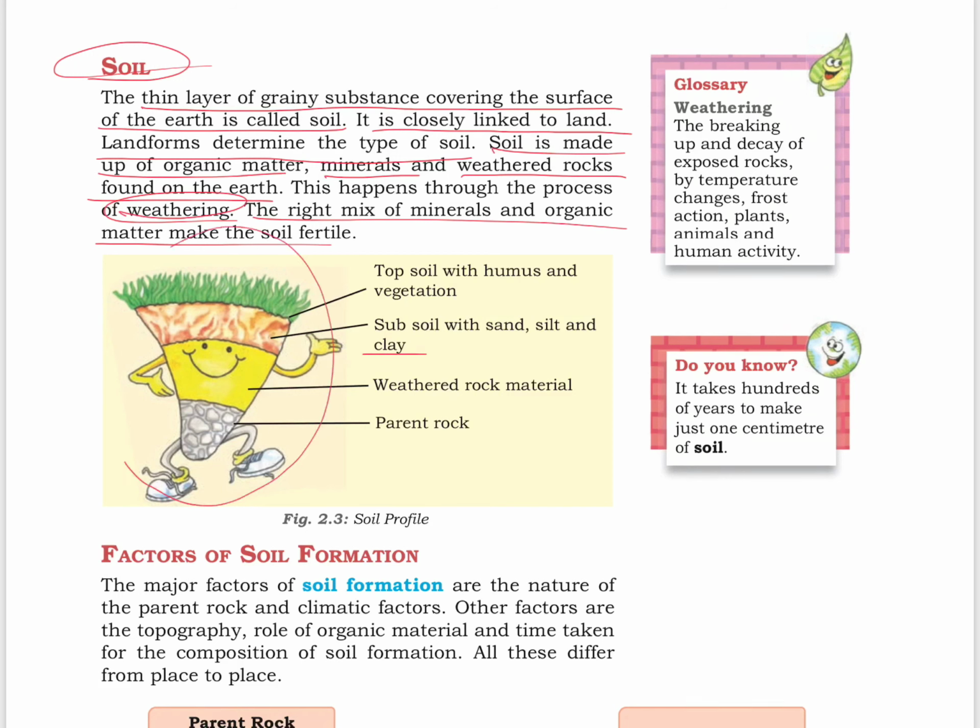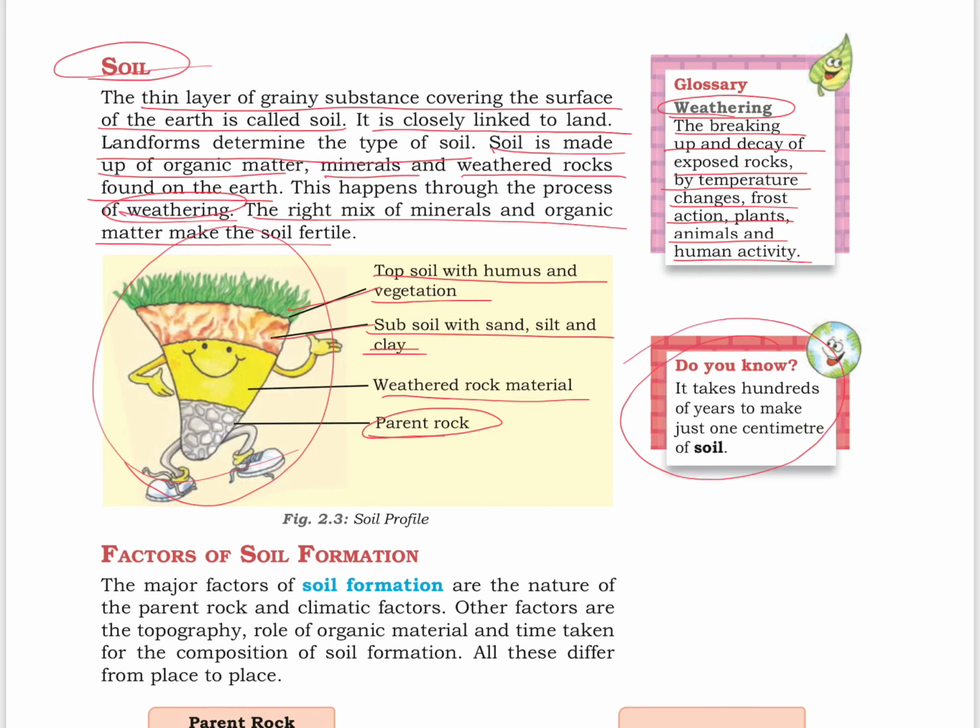Here you can see the soil profile. This is the topsoil with humus and vegetation. Next we have subsoil with sand, silt and clay. Next we have weathered rock material and then we have parent rock. Here you can see the definition of weathering: the breaking up and decay of exposed rocks by temperature changes, frost action, plants and animals and human activity. An interesting fact here, it takes hundreds of years to make just 1 centimeter of soil.